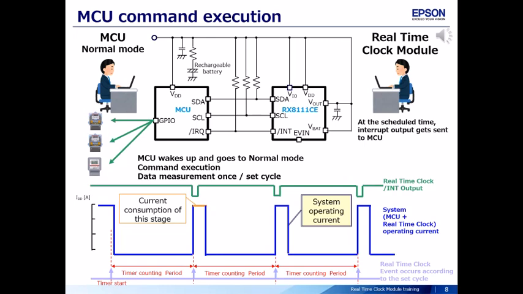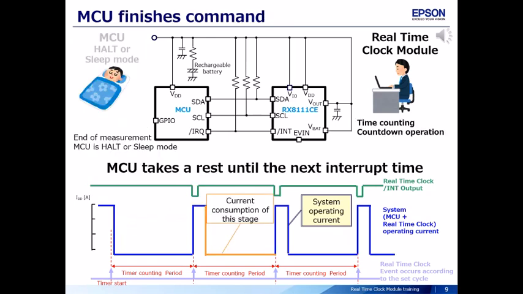The MCU wakes up and goes to normal mode. It measures the data once per set cycle. After it finishes the measurement, the MCU goes to halt or sleep mode. Therefore, current consumption decreases. The MCU takes a rest until the next interrupt time.